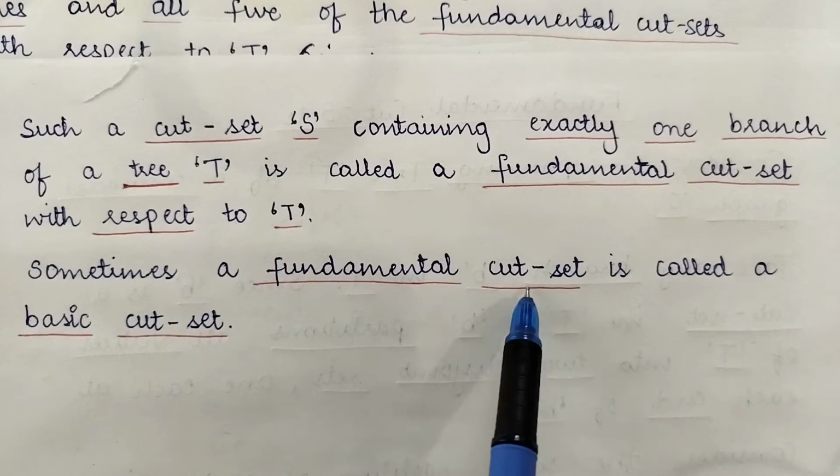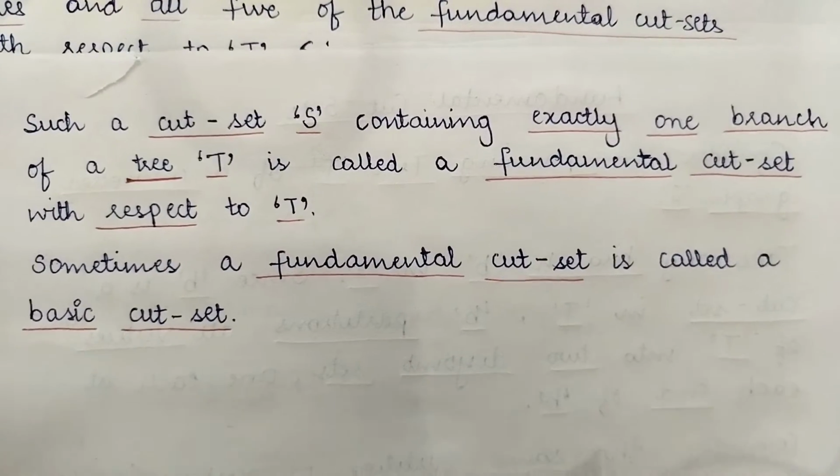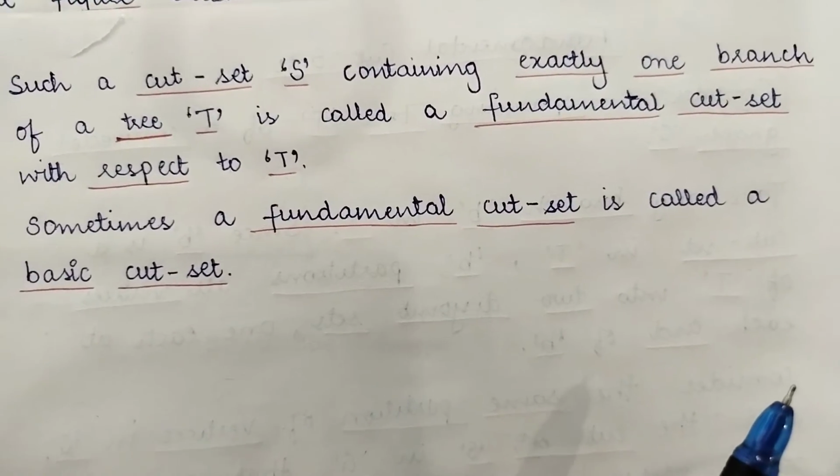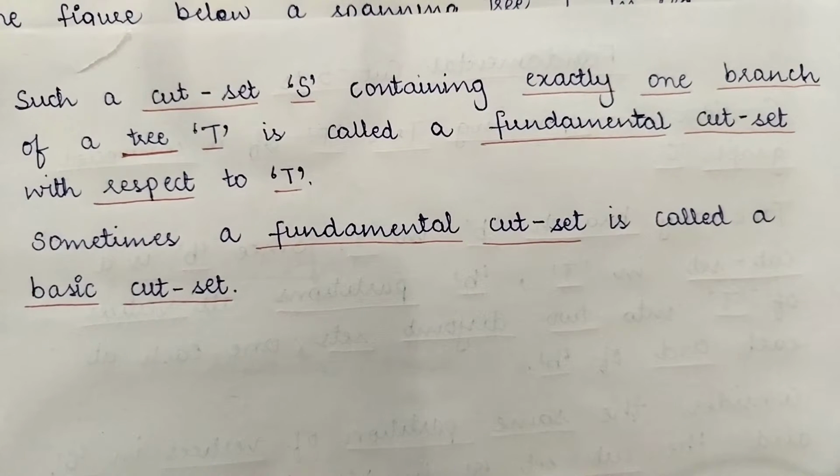Sometimes a fundamental cut set is also called a basic cut set. So this is the definition of what a fundamental cut set is. But if I explain in simple language, a fundamental cut set is nothing but a cut set which comprises one branch and the rest of the chords.